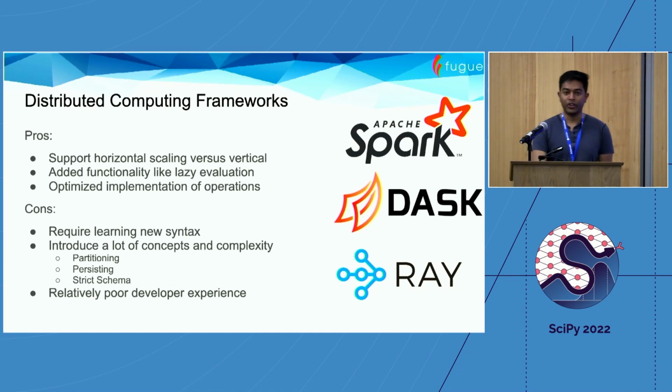Before we go any further, I'll also briefly touch upon distributed computing frameworks. These include things like Spark, Dask, and Ray. Broadly speaking, they support horizontal scaling versus vertical scaling, and they have added functionality like lazy evaluation. However, they require learning new syntax and concepts such as partitioning and persisting, and the developer experience is not as nice compared to pure Python or Pandas.